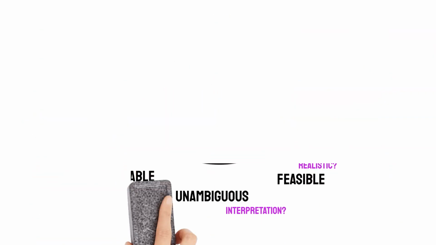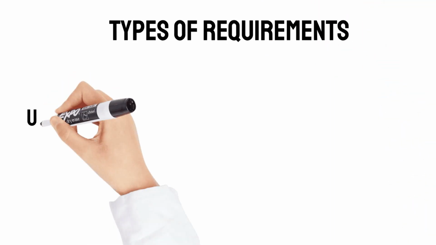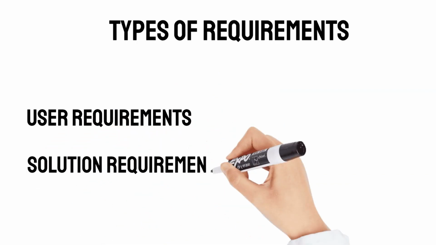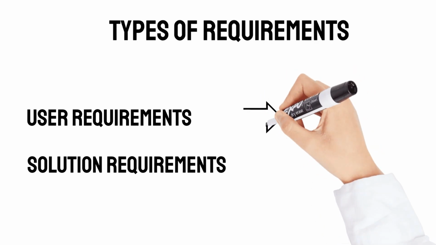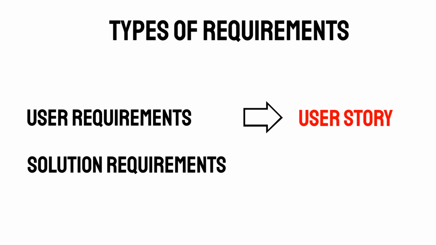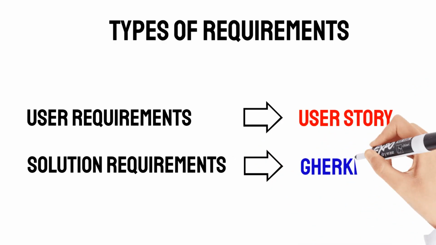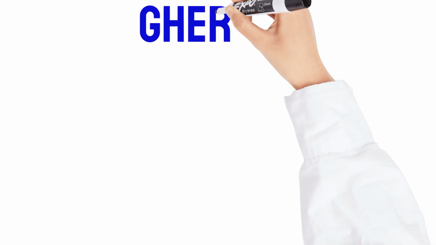Each requirement should have a value and therefore be prioritized in terms of how important or unimportant it is. So after understanding what makes a requirement bulletproof, you also know there are various different kinds of requirements. For example, we have user requirements or solution requirements. And each kind of requirement has a template to write it down. For example, for user requirements, you probably are going to use user stories. And for solution requirements, you are going to use eventually the Gherkin format.